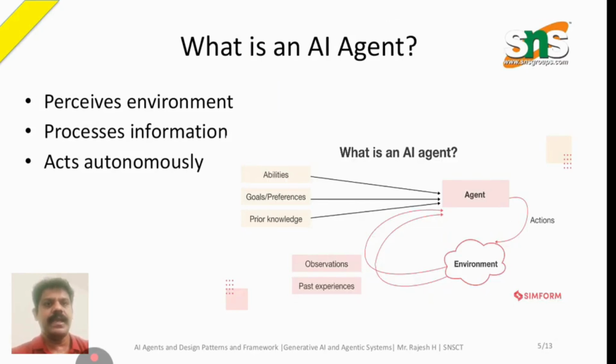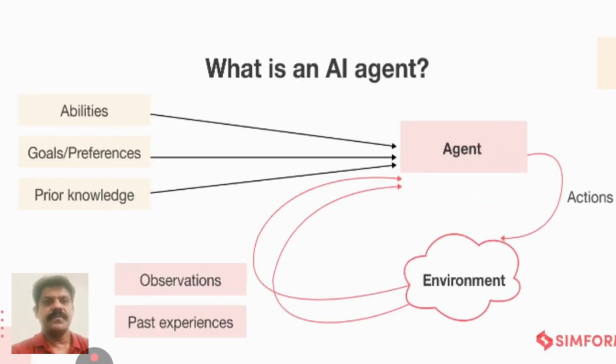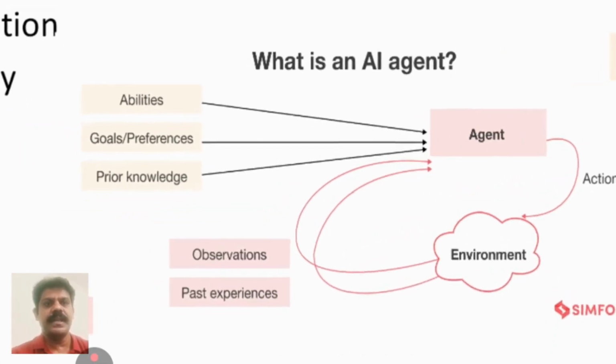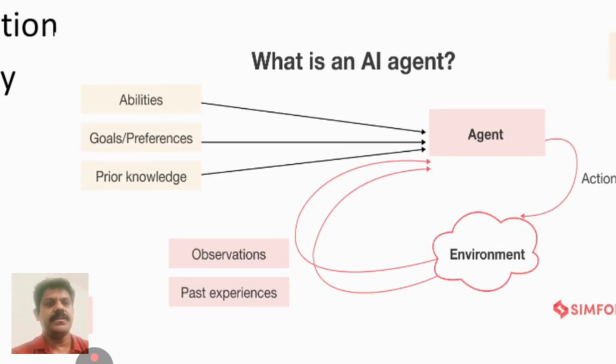So let's see what an AI agent exactly is. Every AI agent perceives the environment using its perception power. Then it processes the information accordingly through the sensors. Then it is in automation mode, where it independently acts like a software system. Here you see that the agent has abilities, goals, preferences, and prior knowledge, which is sensed through various sensors, passed through observations and past experience, and then acts on the environment with actions.